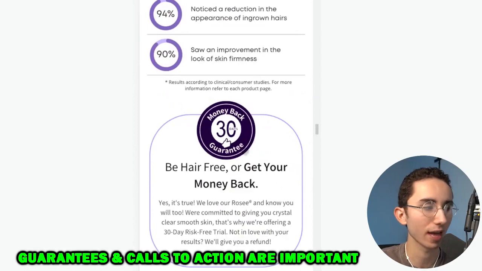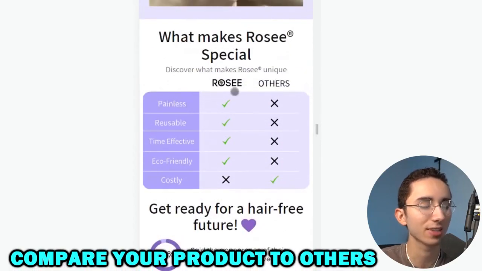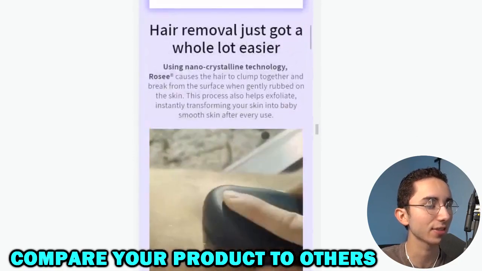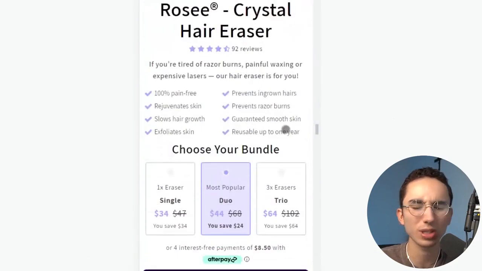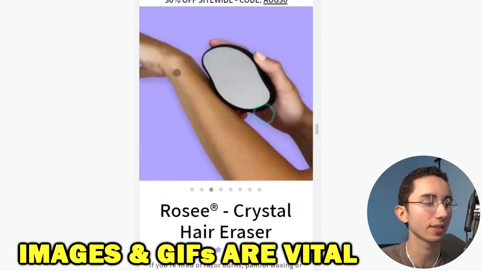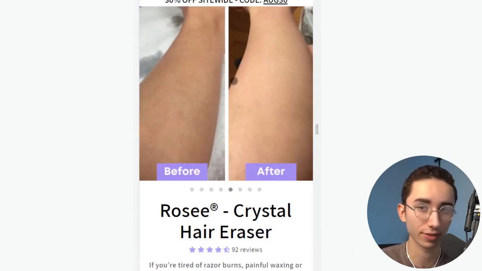So that's really important. Having good graphics is too. I mean, look at how great these graphics are, comparing it to other razor products, showing how we're painless, reusable, and time effective, and having GIFs of the product in action so people can really imagine what it's like to use it. Having great images as well is another great thing. If you can find better images of your customers actually using the product, that's going to make a huge difference on your conversion rate.